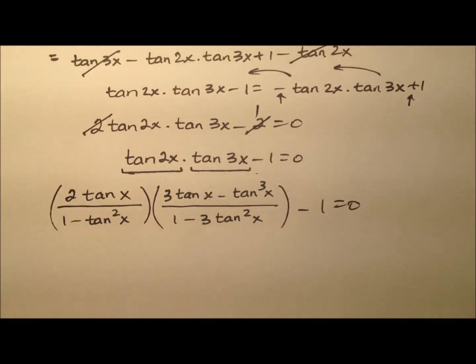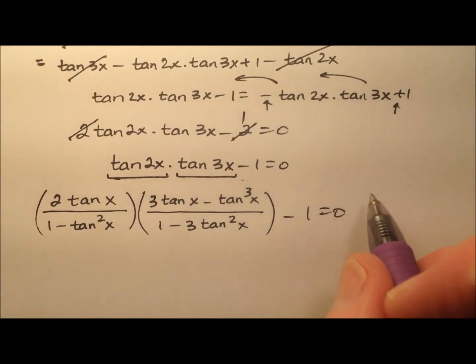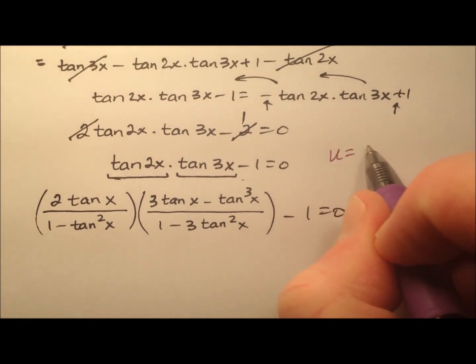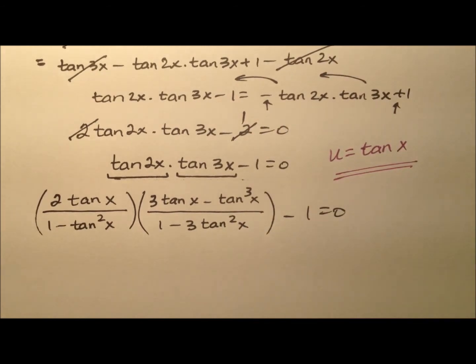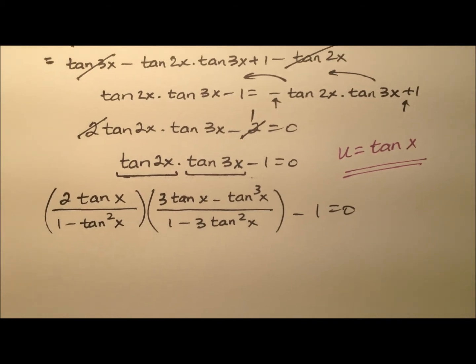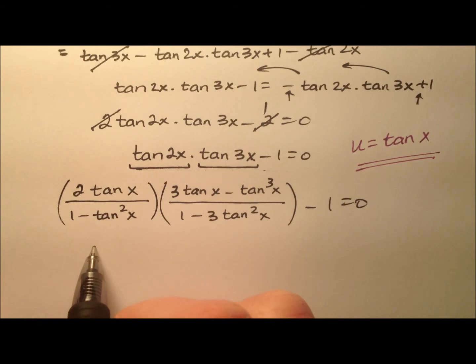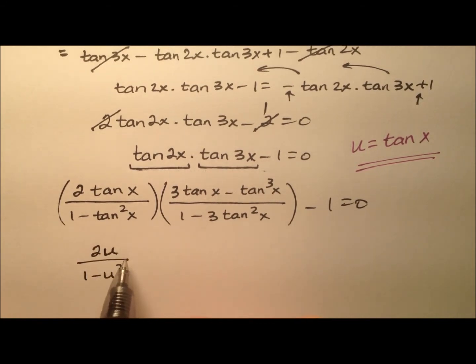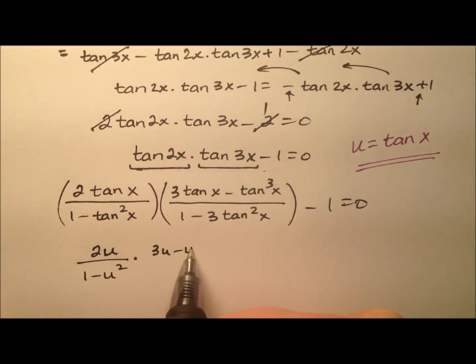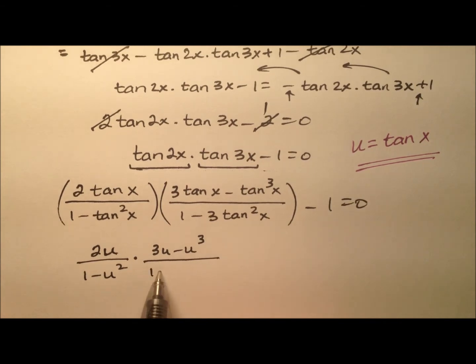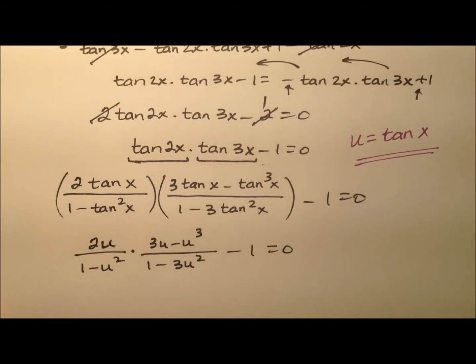So I'm going to go ahead right now and make our lives a little bit easier. I'm going to do a u substitution and say u is going to equal the tangent of x. So instead of having to write tangent of x over and over and over again, let's just use a u instead. So now I have 2u over 1 minus u squared times, and it looks like this guy will be 3u minus u cubed over 1 minus 3u squared. That's minus 1 equals 0.